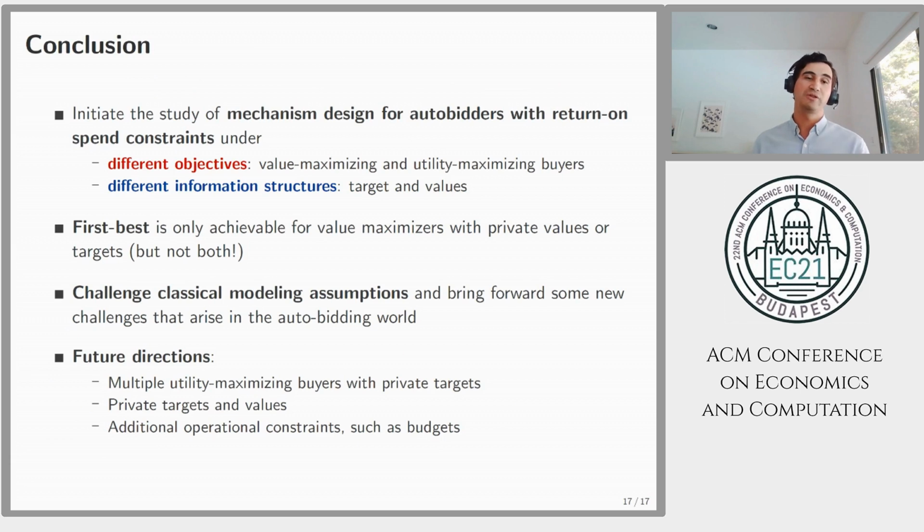Again, there are lots of future directions and open questions that we feel are interesting. For example, in the case of utility maximizer buyers with private targets, we can only characterize mechanisms for a single buyer. What happens if you have multiple buyers? Also, in the case of private targets and values, we have partial characterizations. Can we characterize the optimal mechanism? And also, it will be interesting to incorporate additional operational constraints, such as budgets, into our model.